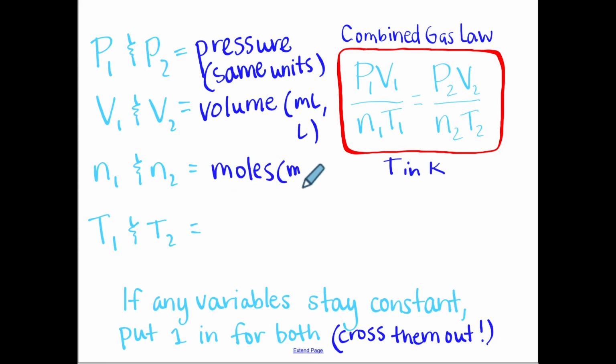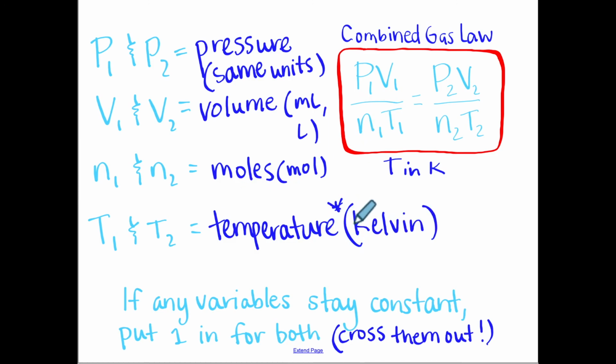Measured in moles. T1 and T2 both stand for temperature, and this is the only one that's very specific for the combined gas law. The temperature has to be in Kelvin. So if you have Celsius, you have to convert to Kelvin. When you're using the combined gas law, if any of the variables stay constant, you can put 1 in for both of them, which basically just means you can cross them out.